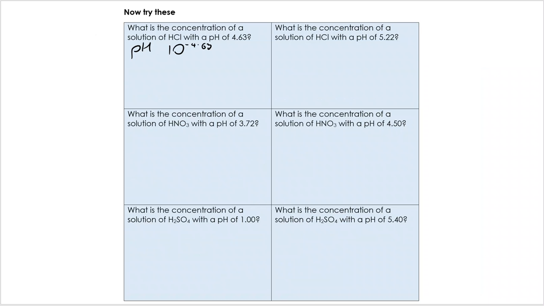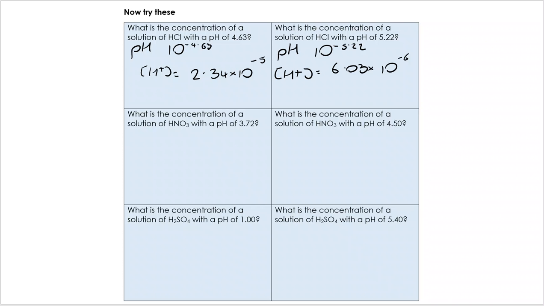So, given a pH of 4.63, I'm doing 10 to the negative 4.63. That gives me an H plus concentration of 2.34 by 10 to the minus 5 mole dm to the minus 3. On to the next one, I've got a pH of 5.22, so I'm going to do 10 to the negative 5.22, giving me an H plus concentration of 6.03 by 10 to the minus 6. I'm now going to do the same with 10 to the negative 3.72, and that will give me a value of 1.91 by 10 to the minus 4 mole dm to the minus 3.